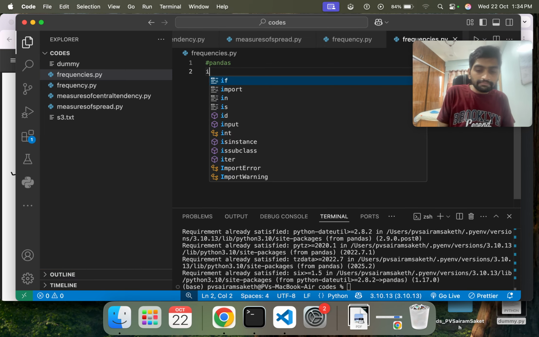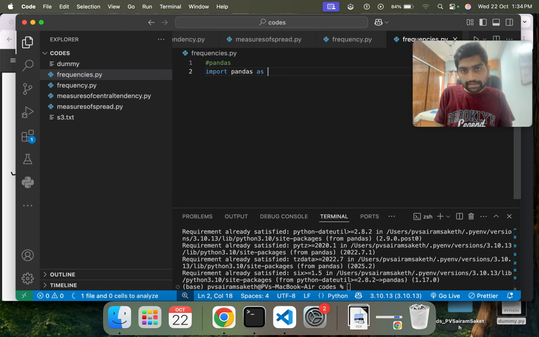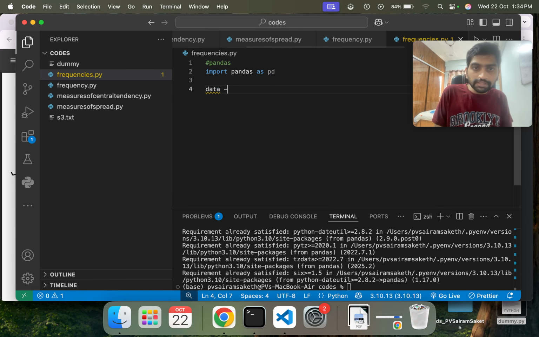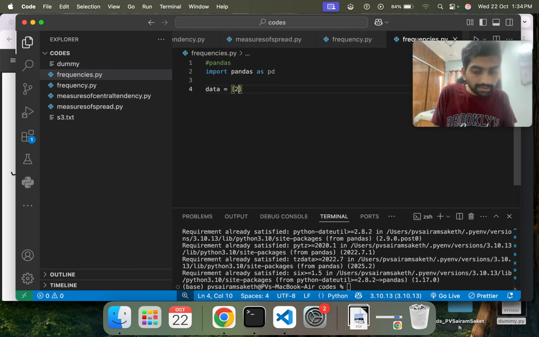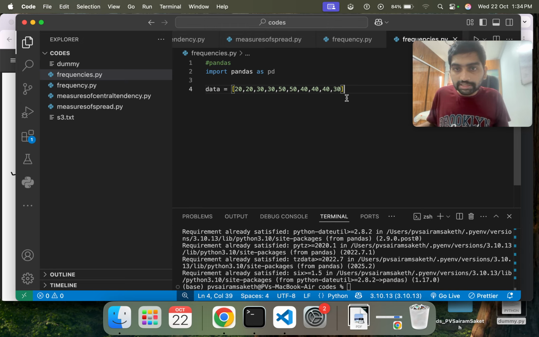Here I will write import pandas as pd. Then here you will specify the data. What is the data that you specify? Here I'll specify the data as 20, 20, 30, 30, 50, 50, 40, 40, 40, 30. Okay, this is the data that I specified.